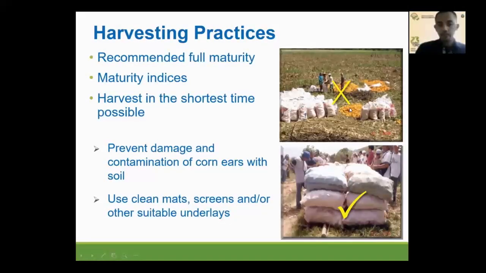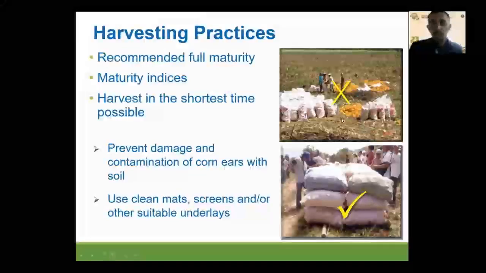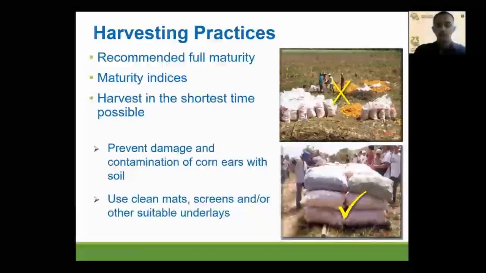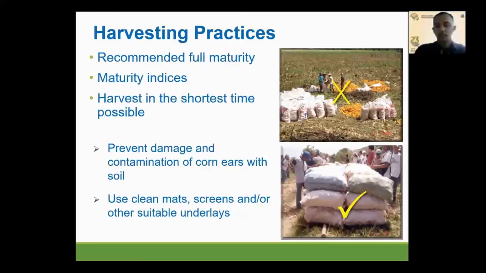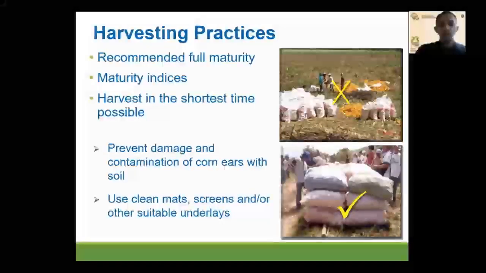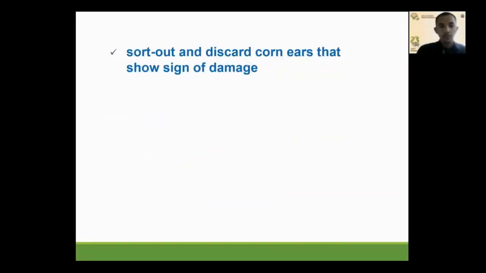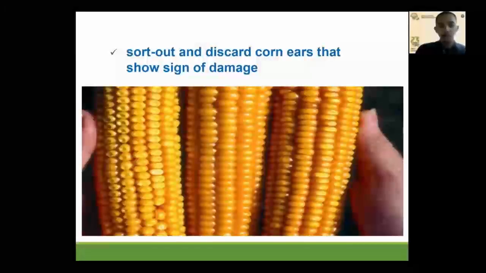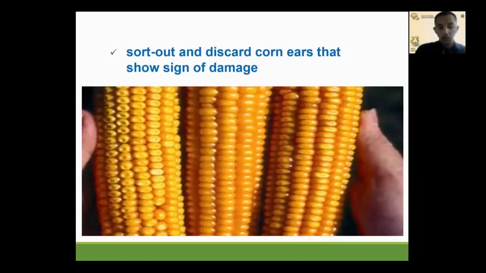So we can see the upper photo here. This is not a good practice because the corn harvests are laid directly on the ground. Like on the bottom photo, it shows that it is put in sacks, and there is the use of a pole, so as not for the sacks to directly touch the ground. Okay, and sort out and discard corn ears that have shown signs of damage. So looking at this one, the one in the center, it's a very good corn kernels. I think these are of good quality, all of them.